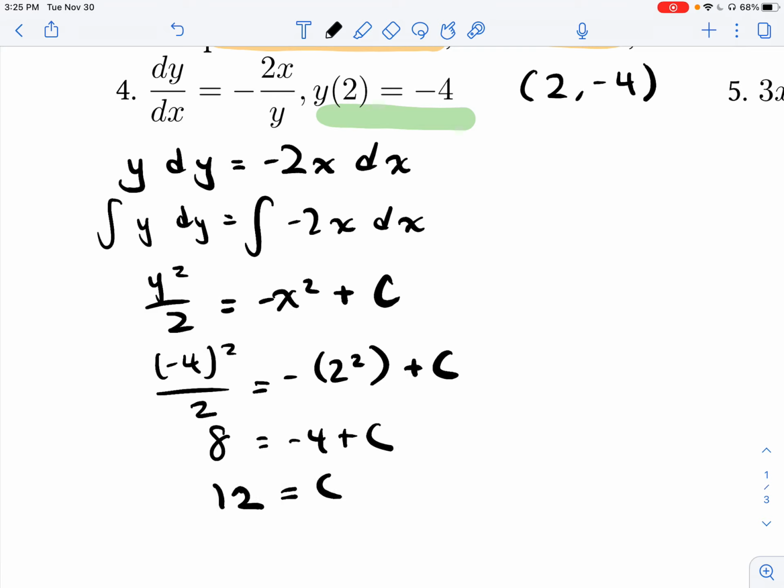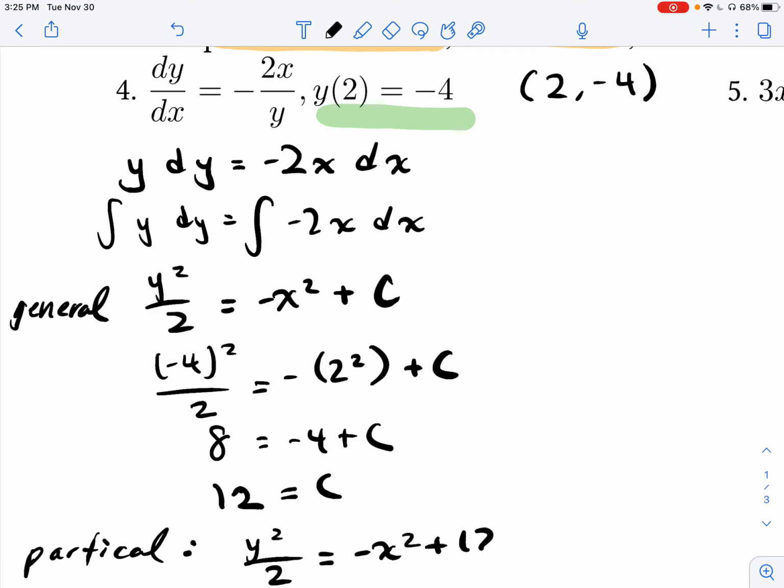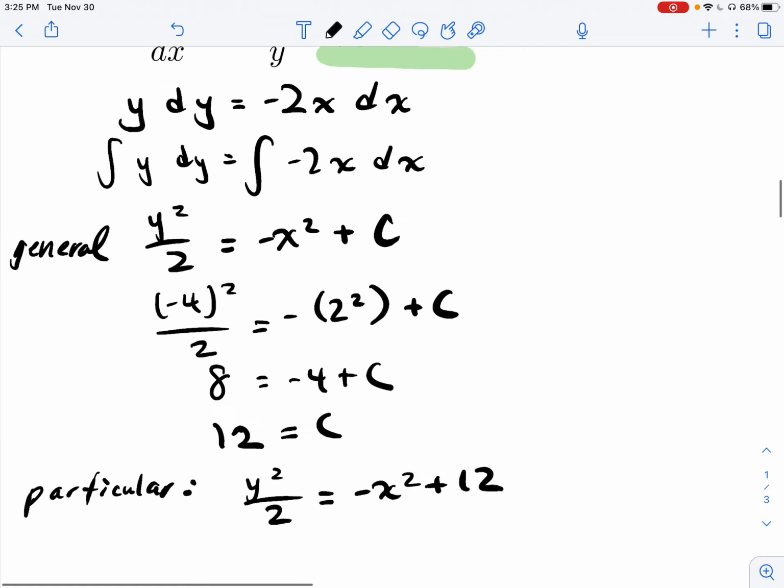So now what we're going to do is insert that back in. We had our general solution here. But now we're going to find our particular solution because we found the specific curve now that goes through the point 2, negative 4. So y squared over 2 is equal to negative x squared plus 12. So there's our, not particle, that's particular. There it is. Sorry about my spelling.